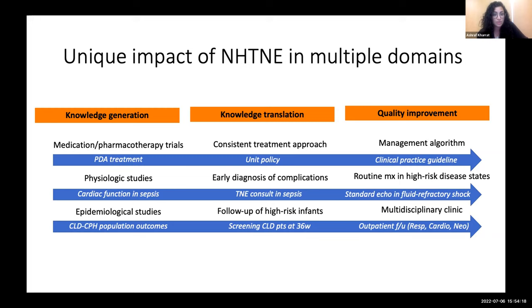And then finally, in hemodynamics we also perform a lot of epidemiological studies. So for example, looking at outcomes of kids with chronic lung disease and associated chronic pulmonary hypertension, we can translate that to follow-up of high-risk infants, and then to quality improvement work. An extension of that would be the development of a multidisciplinary clinic. So these are a few examples of how the three major arms of the work that we do can work simultaneously and can ultimately improve the quality of care that we provide for our patients.